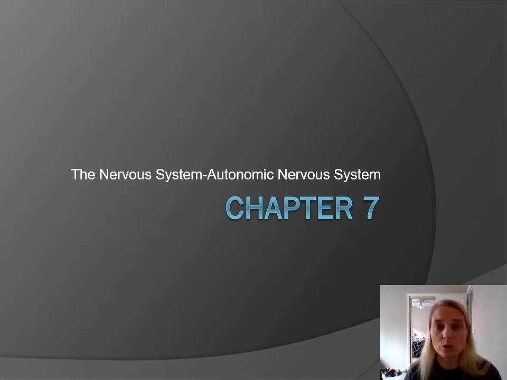What's kind of nice is the way that it's organized. These two divisions work kind of antagonistically. They oppose each other, but by doing so, it kind of covers all of the bases that we need depending on what's going on in our lives. So my first slide is going to do just an overview, kind of the big picture of the autonomic nervous system, and then we'll go into some of the details, kind of explaining why we have these different responses.